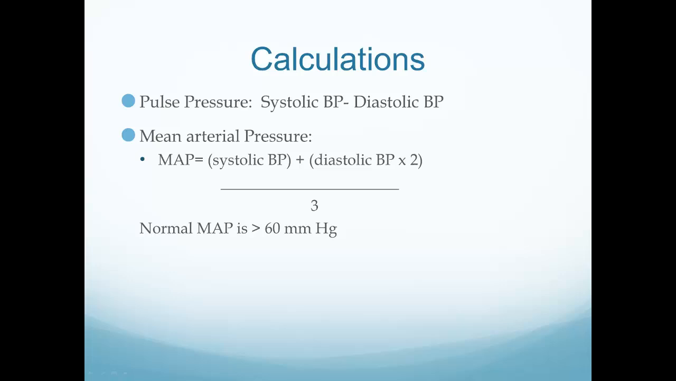You could think of it as, and I hate to mess up the different terminologies here, the average amount of pressure that's in the vasculature. It's not quite the same, but think about it as being the average amount of blood pressure in the vasculature. So what we do is take the systolic blood pressure and add to it the diastolic blood pressure times 2.